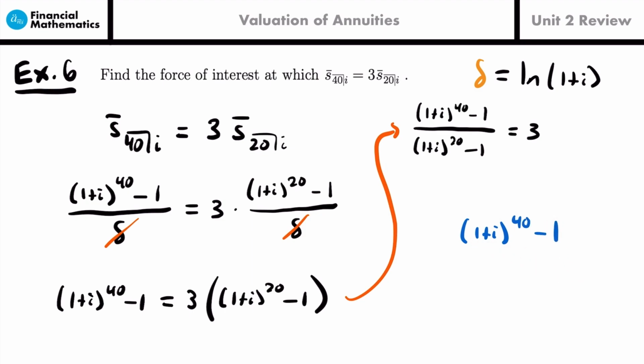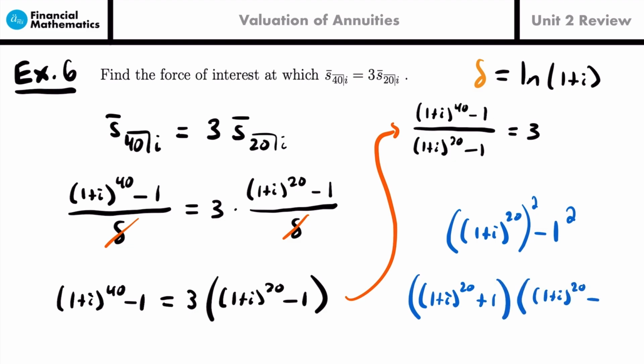1 squared is 1, and 1 plus i to the power of 40 could be rewritten as 1 plus i to the power of 20, squared. When you have a value raised to an exponent, you simplify by multiplying the exponents. So 20 times 2 is 40. You still have a power of 40, but now we're just viewing it a different way. So we really do have a difference of squares: 1 plus i to the power of 20 squared minus 1 squared. We can factor it like this: 1 plus i to the power of 20 plus 1, times 1 plus i to the power of 20 minus 1. That's how we can rewrite this numerator.